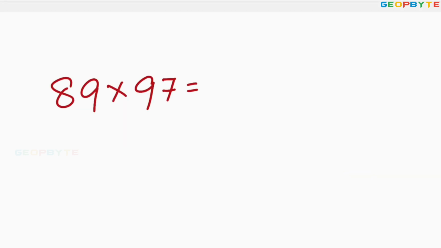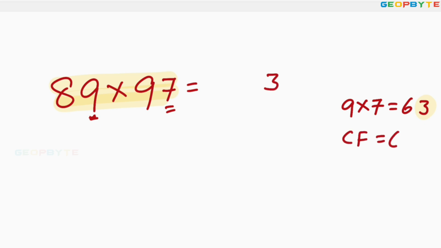Look at the very first problem. 89 into 97 is how much? First, what you have to do? You have to multiply 9 and 7. 9 into 7 is equal to 63. You select the unit place digit, you write that value here. Then the carry forward is 6.